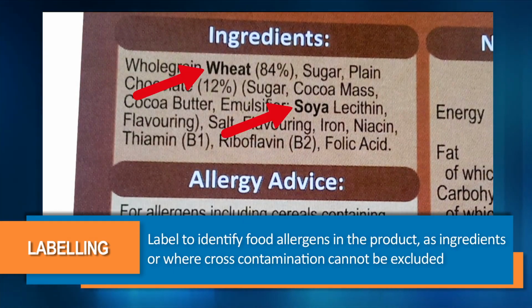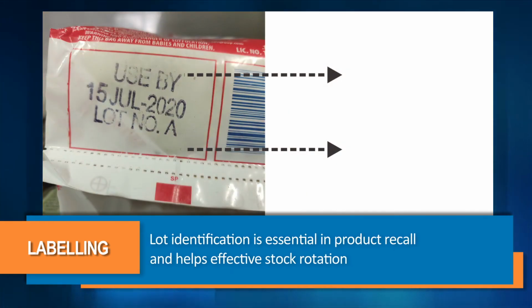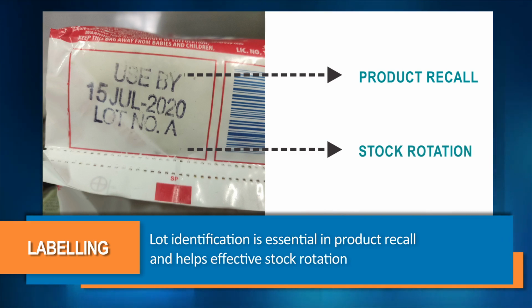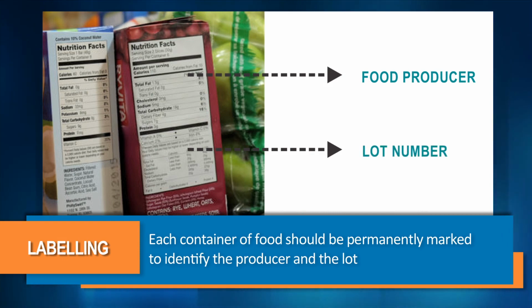This label should also include information that identifies food allergens in the product as ingredients or where cross-contamination cannot be excluded. Lot identification is essential in product recall and also helps effective stock rotation. Each container of food should be permanently marked to identify the producer and the lot.